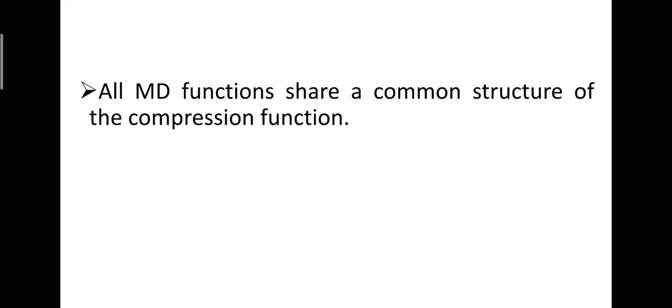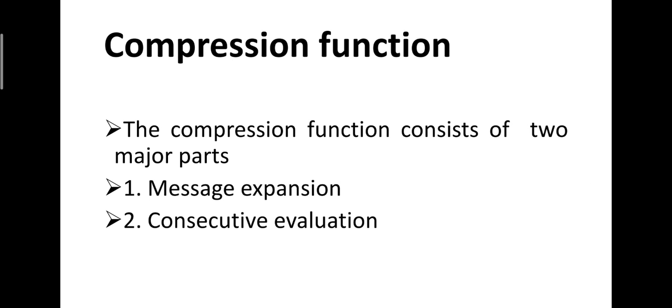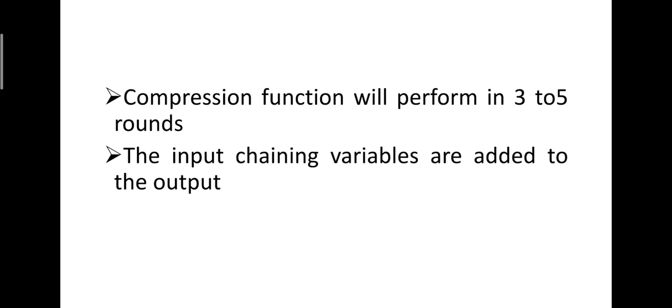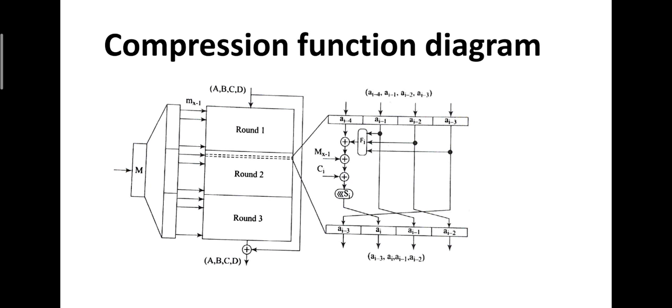All MD functions share a common structure of the compression function. The compression function consists of two major parts. One is message expansion and the second one is consecutive evaluation. The compression function will perform in 3 to 5 rounds. The input chaining variables are added to the output.